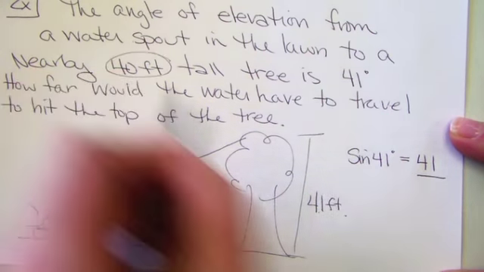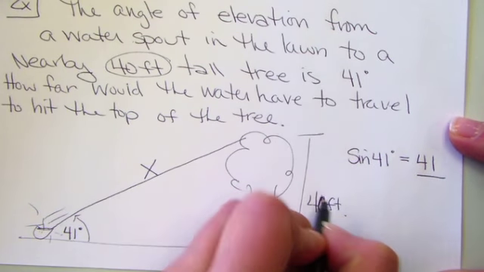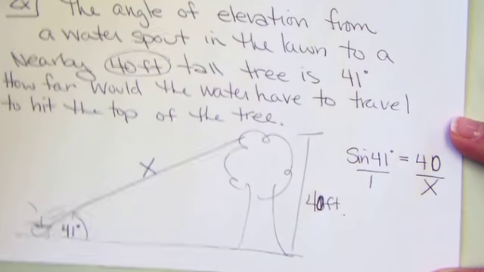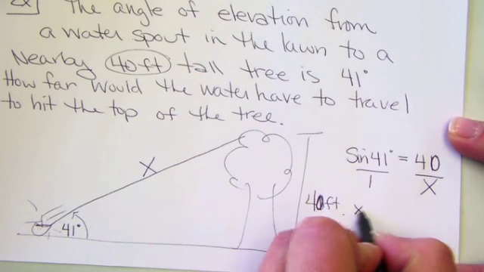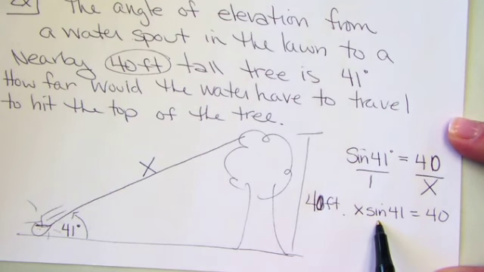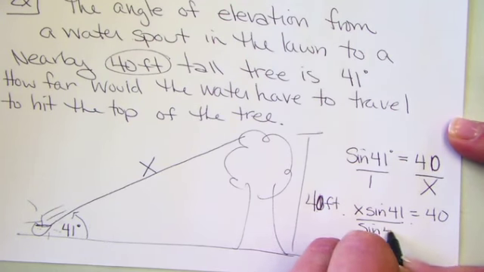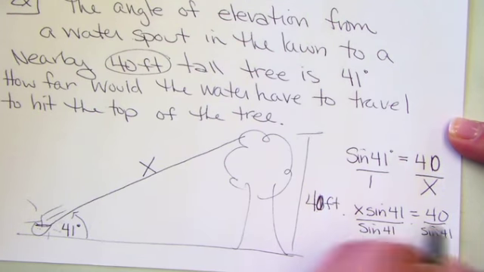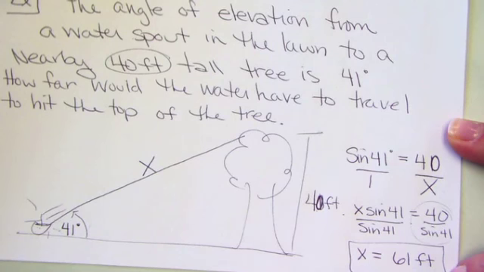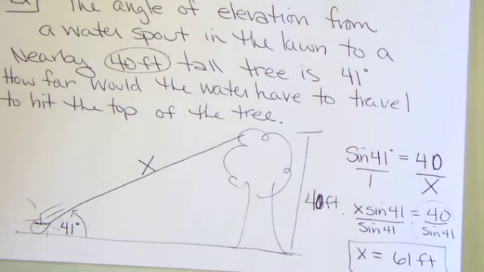So the sine of 41 degrees is going to equal the opposite over the hypotenuse. Actually, I'm sorry, I just recognized the height was 40. My bad. All right, let's go back. Sine of the angle, opposite is 40, hypotenuse is x. Put this over 1, cross multiply. I have x times the sine of 41 in this direction. In this direction, I have 40. I have to divide by the sine of 41. Put this in my calculator, and I get that this is 61 feet.